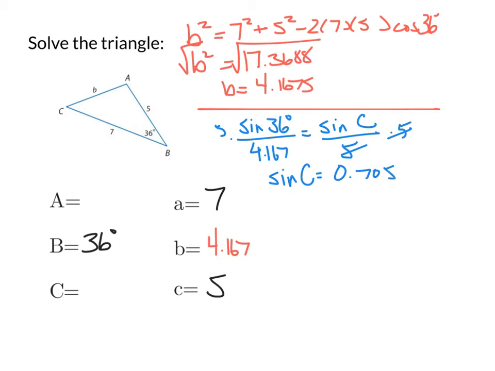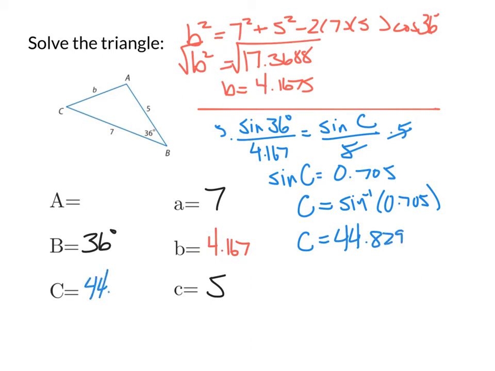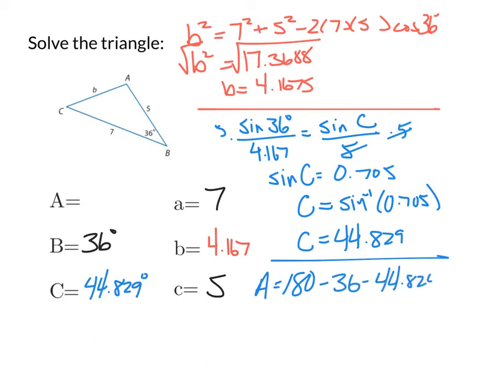0.705. That's not our angle, that's what the sine of the angle is. Remember, to get rid of sine, we're going to use sine inverse of 0.705. And when we do that, C is going to equal 44.829 degrees. The last step of finding angle A, to find A, we start with the 180 degrees that make up all triangles, subtract off angle B, and subtract off angle C. And we're left with 99.171.